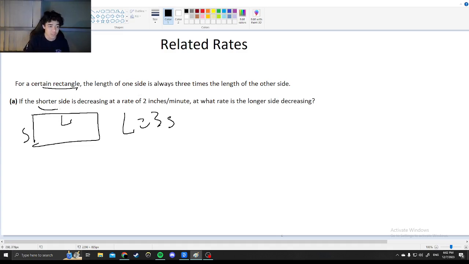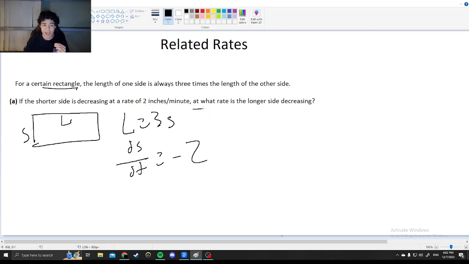It says the shorter side is decreasing at a rate of 2 inches per minute. So that means ds over dt equals -2. What is this? ds is the change in the shorter side, and dt is the change in time, because we're measuring in minutes. So we're measuring the change in the shorter side over the change in time. This is a derivative, and since it's decreasing, it's -2. That's just written right here.